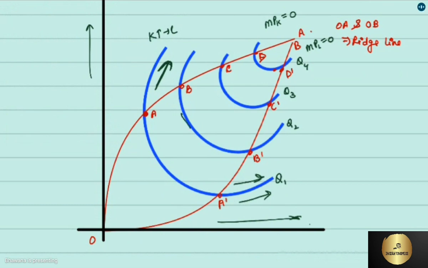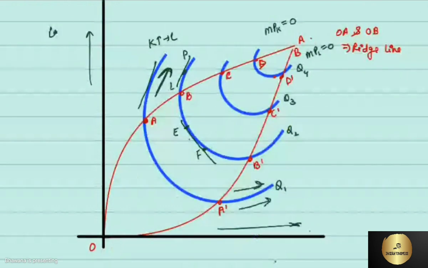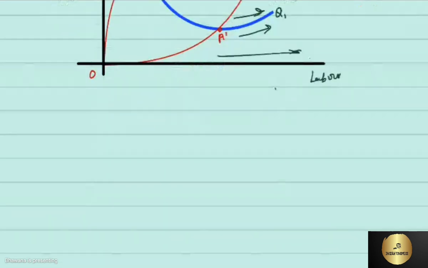Let me draw these points. So this is the movement from E to F, and the second one is like this, L to P. Okay, these are two points. First I will explain this in a second, just wait. Capital, labor. Okay, first let me define some terms.